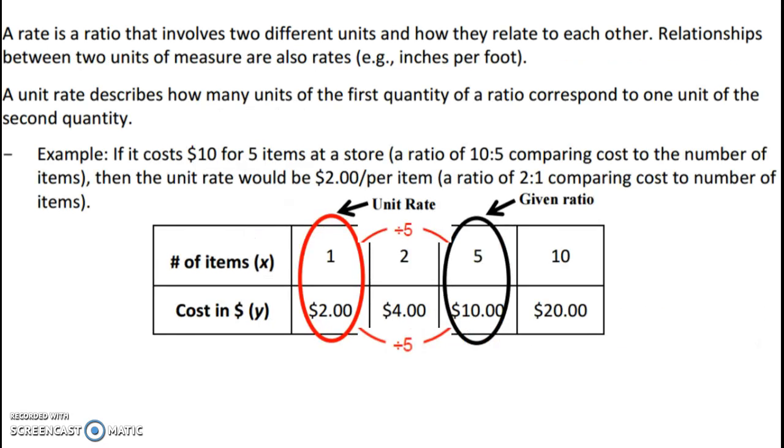Unit rate is not a tricky concept, just a big name for a rate with a denominator of 1. Students just need to know that a unit rate is determining how many of the first quantity corresponds to 1 unit of the second quantity. Here we've shown how to go from the given ratio to the unit rate by dividing by 5 in the numerator and denominator. This will be shown in fractional form on the next slide.